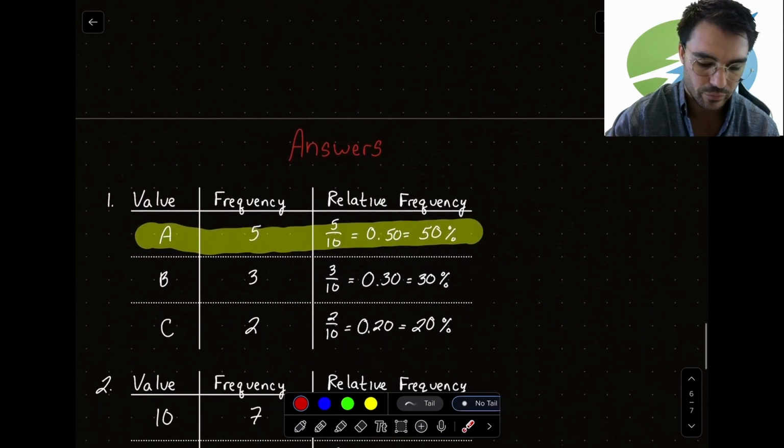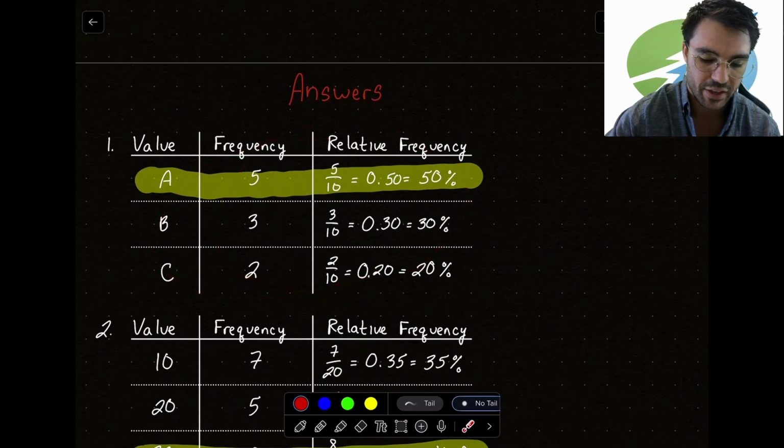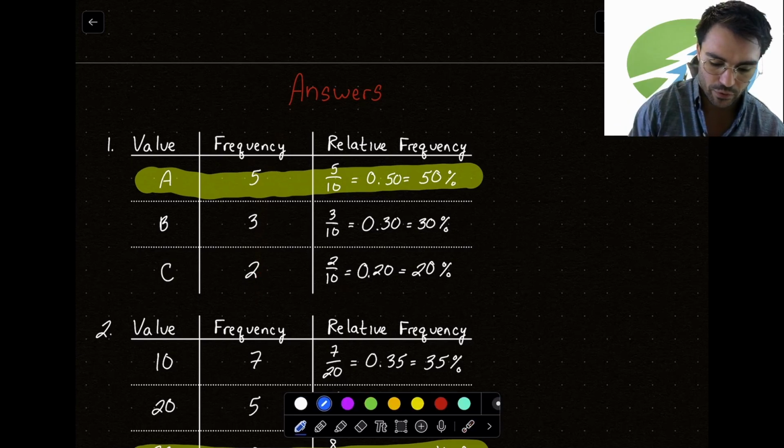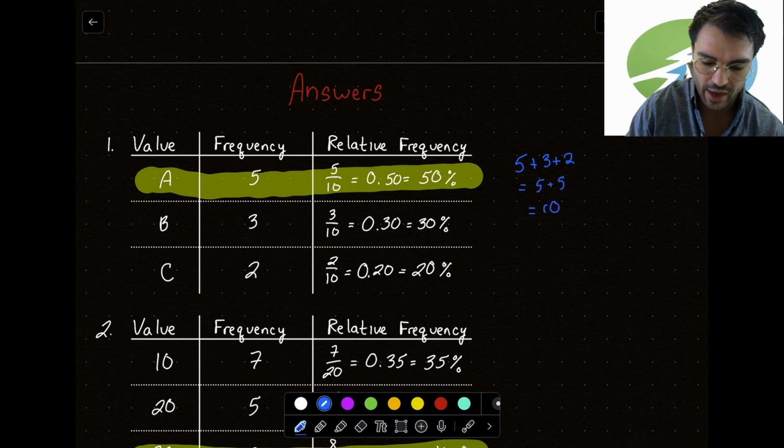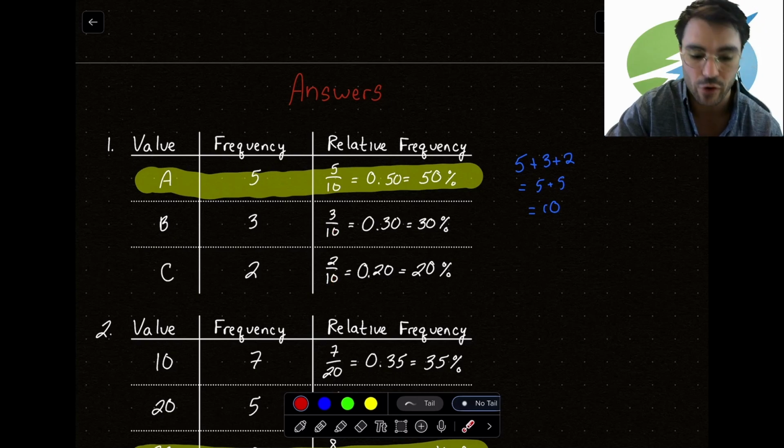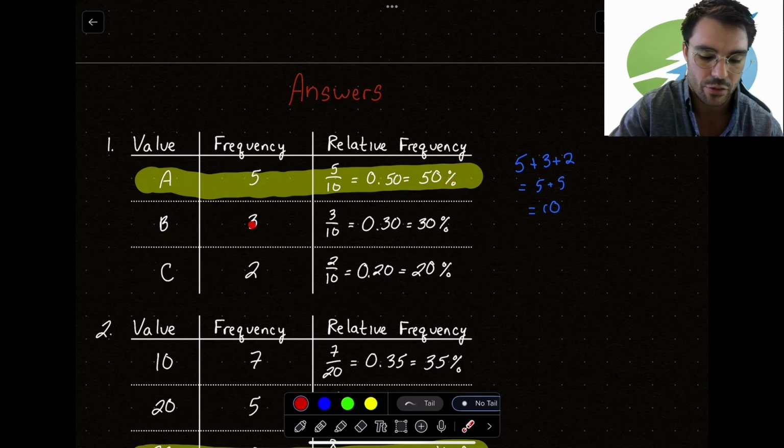All right, so our first table should look something like this, and I simply highlighted the greatest frequency. So first off, we have frequencies of 5, 3, and 2 over here. 5 plus 3 plus 2 equals 5 plus 5 equals 10. So that is where these 10s come from. We're going to divide all 3 of these by 10 because this adds to 10. So value A occurs 5 times. 5 divided by 10 is 0.50, times 100, 50%. B 3 times, 3 over 10, 0.30, 30%. C twice, 2 over 10, 0.20, 20%.